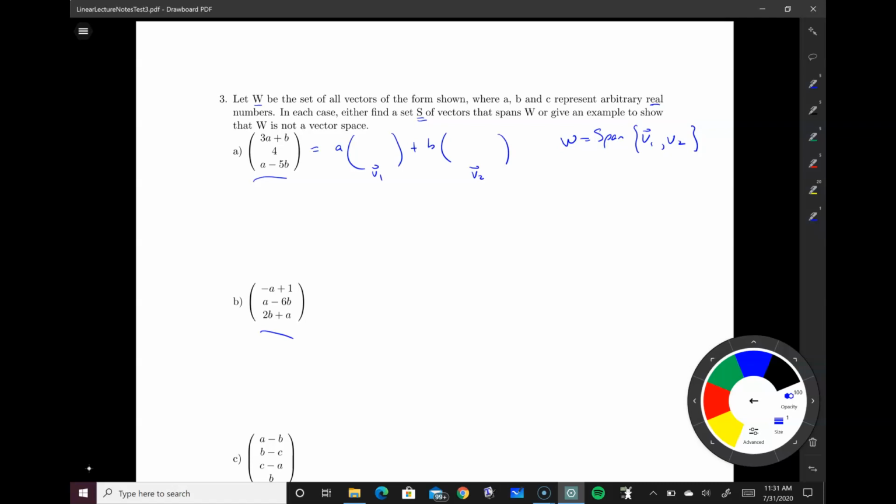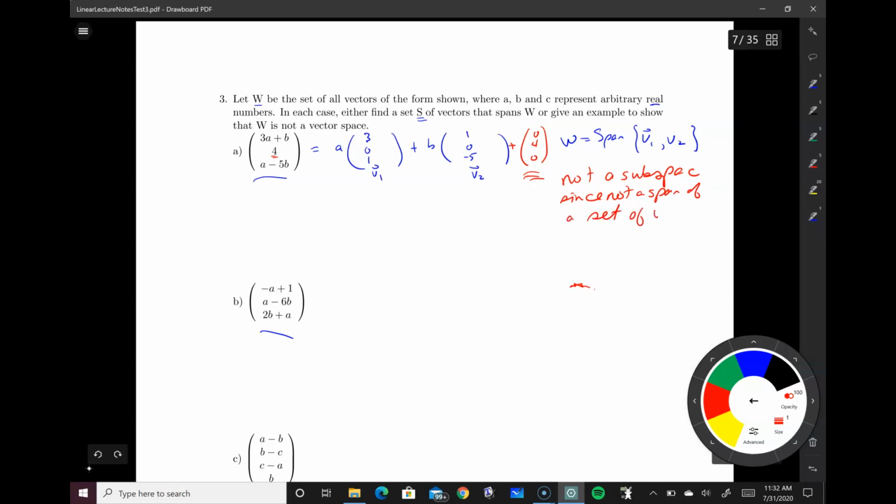But what happens when I try to factor out an A? I get a 3 and a 1 and a 0 here, and then I'd get a 1 and a 0 and a -5, but I'd also have this extra thing, 0, 4, 0. Because it's got this constant, this number here, I cannot say that W is the span of these vectors, so this is not a subspace, since it's not a span of a set of vectors.